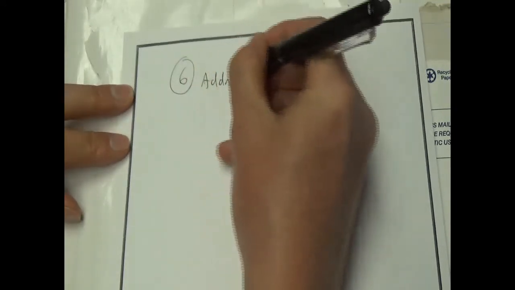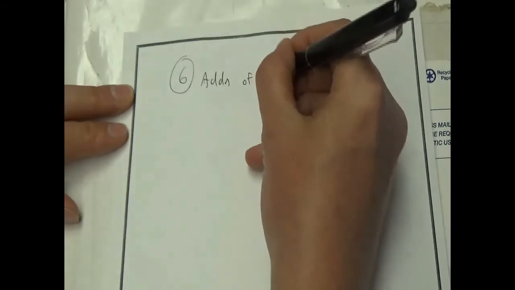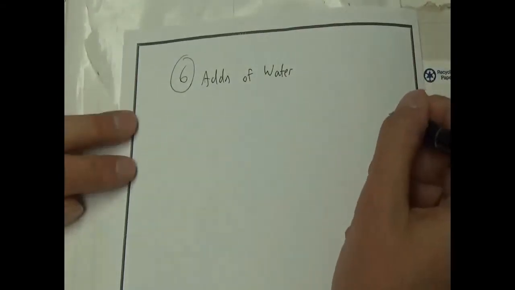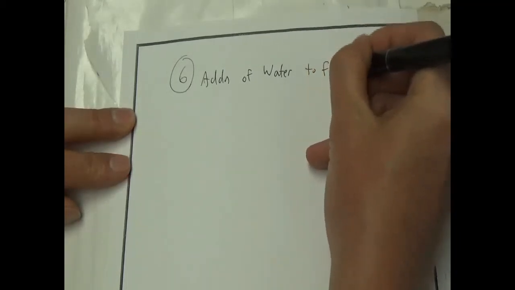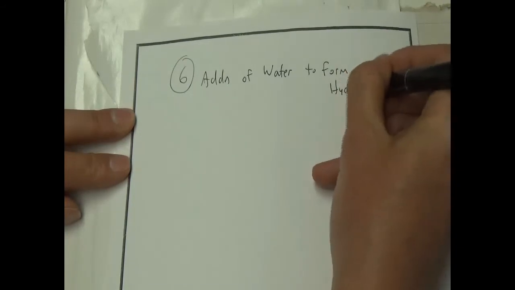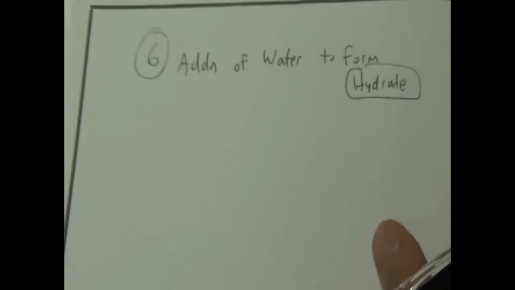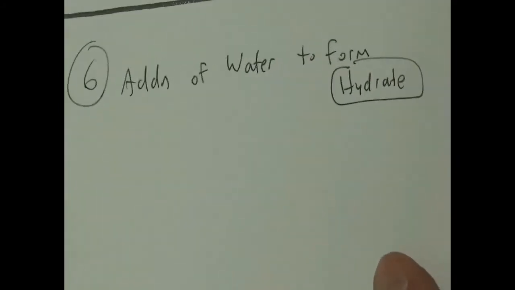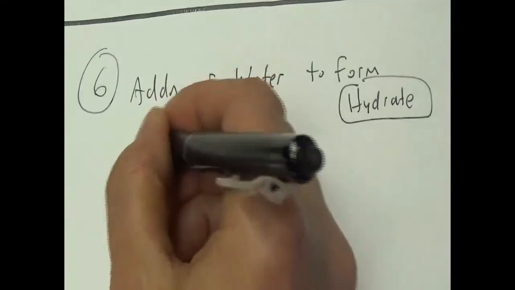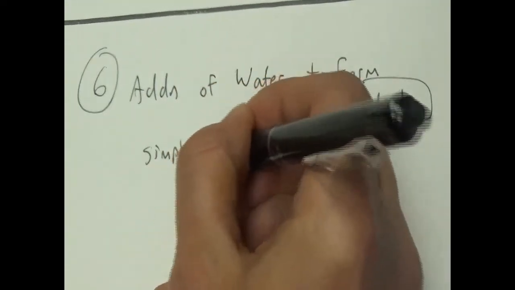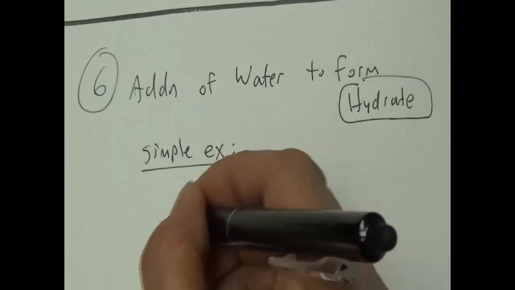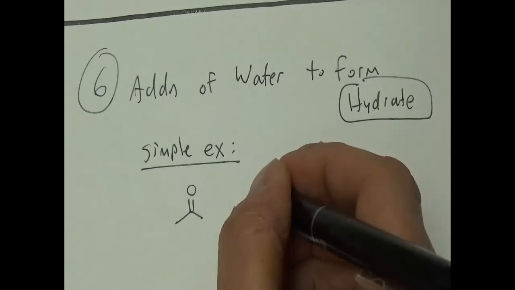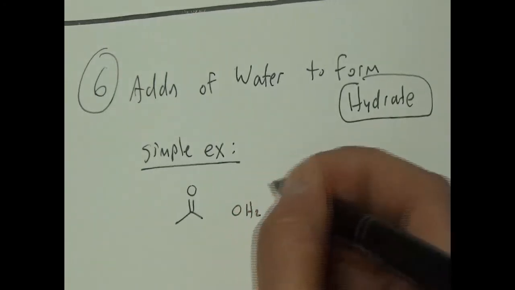So addition of water to a ketone or aldehyde to form something called a hydrate. A hydrate is just the addition product of water. Okay, let's show a simple example of this. And it's all related to the idea of water attacking a ketone or aldehyde. So let's show acetone, OH2, water.